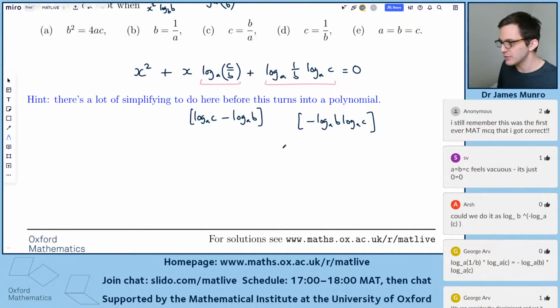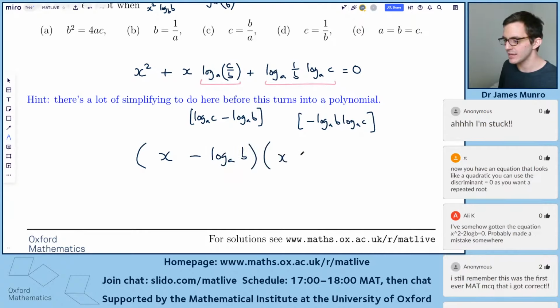I suppose the person maybe spotted that these things here, log base A of B, log base A of C, are the same objects that appear here. Log base A of C, log base A of B, and there's even a minus sign. So this looks like it factorises the quadratic to (x minus log base A of B)(x plus log base A of C). I think that works out. Yeah, I think that works.